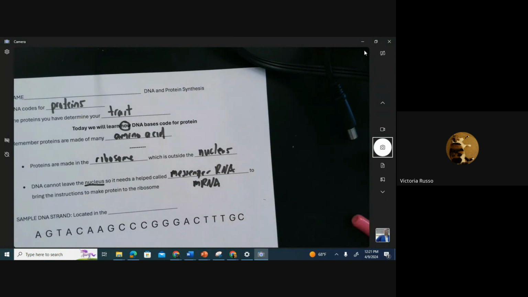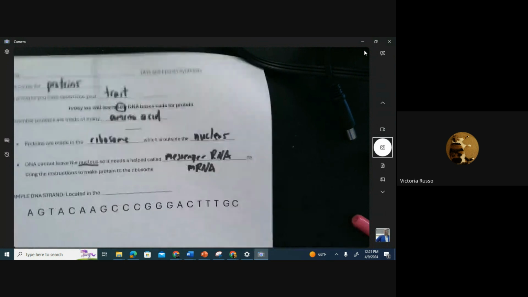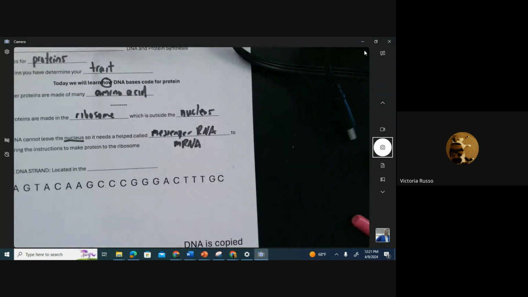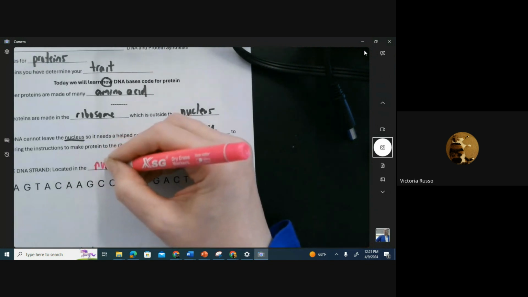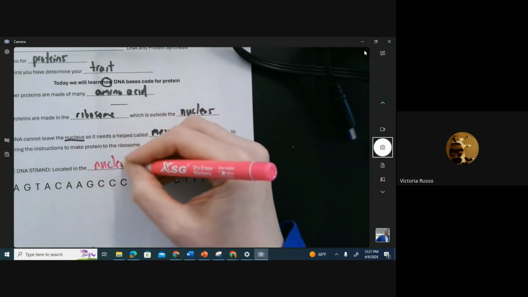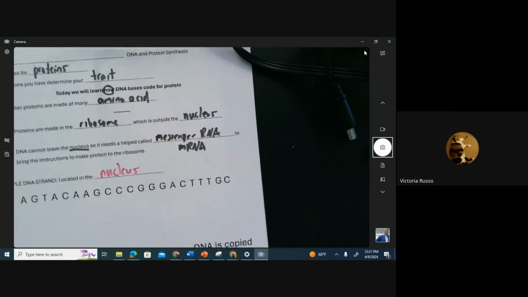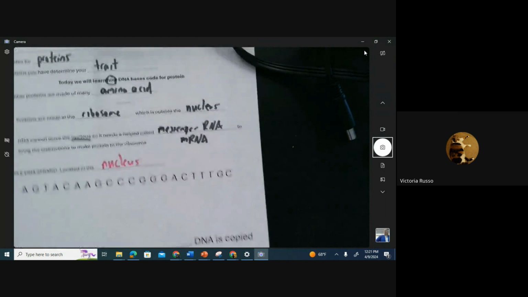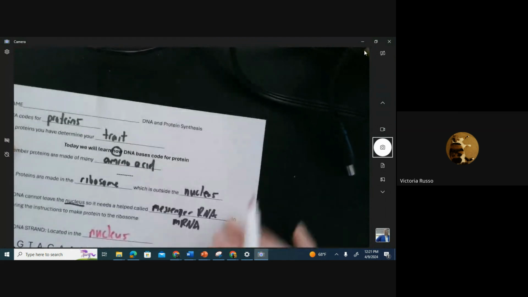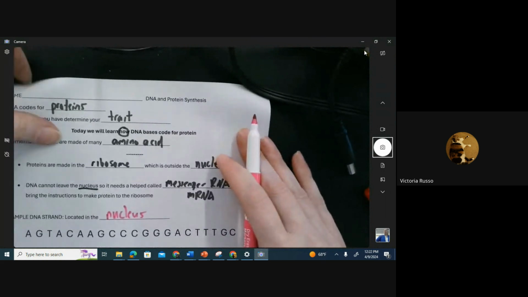the ribosome. Here on our paper, we have a segment of DNA. Remember that this DNA is located in the nucleus, and we need to get the message to the ribosome. So the first thing that's going to happen is that this DNA is going to be turned into RNA.